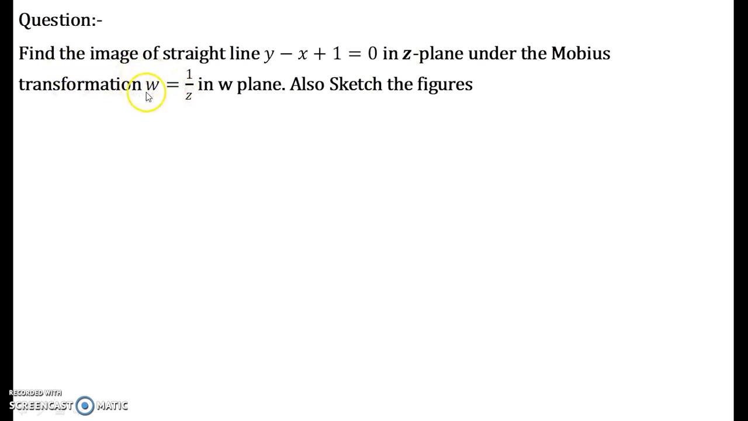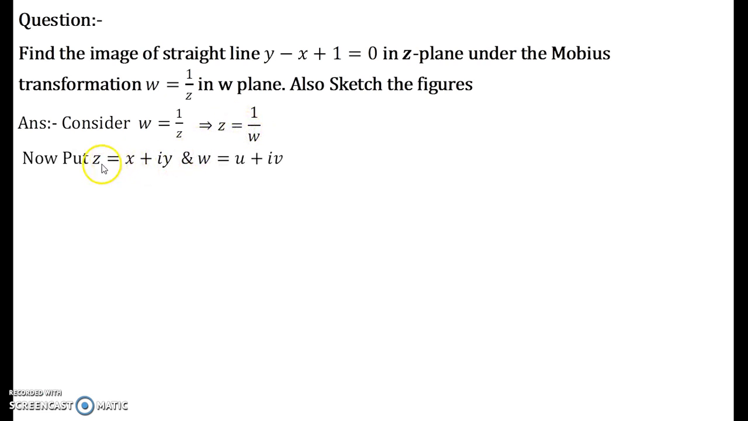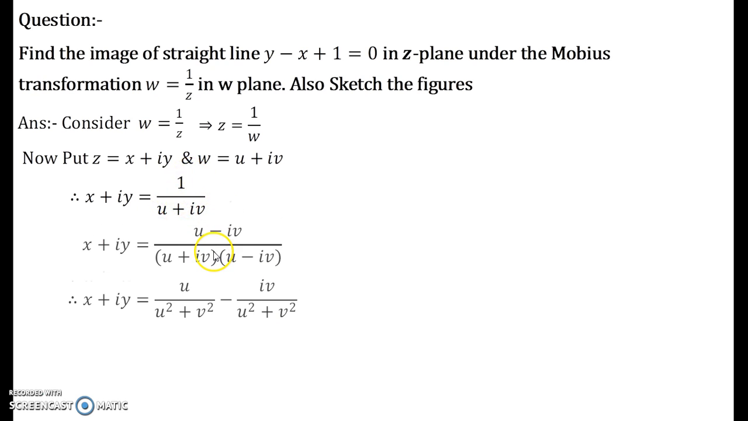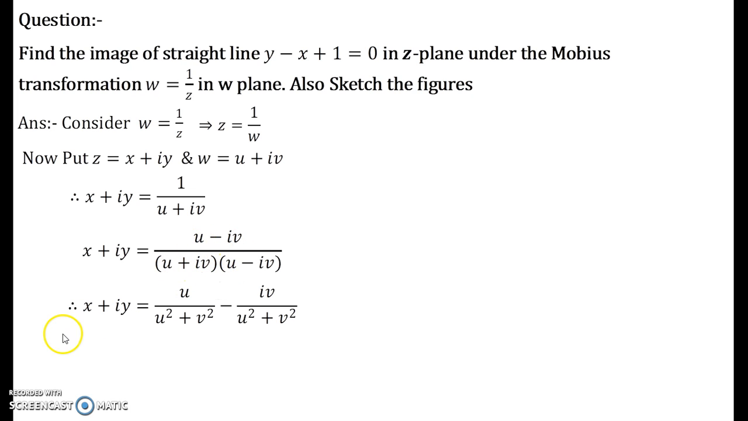First, you consider the transformation w equals 1 upon z. Okay, this can be written as z equal to 1 upon w. Now we already know that z equals x plus iy and w equals u plus iv. So substitute these values in this equation, z equal to 1 upon w. Once you substitute, you get x plus iy equals 1 upon u plus iv. Now you solve the RHS by taking the conjugate of u plus iv and multiplying and dividing it into the numerator and denominator. On solving, what do you get?